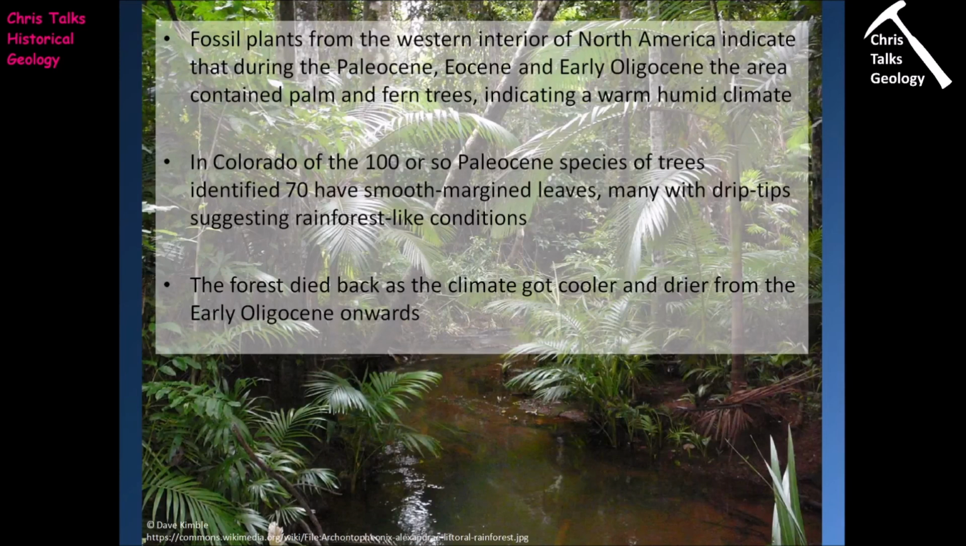Now, when we look at fossil plants from the western interior of North America, they indicate that during the Paleocene, Eocene and early Oligocene, the area contained palms and fern trees, indicating warm, humid climates. Now, in Colorado, of the 100 or so Paleocene species of trees identified, 70 of those had smooth margin leaves, many with drip tips, and that suggests leaves designed for a rainforest-like set of conditions, so quite warm, quite humid. Now, as we transition into the Oligocene, we begin to see these forests dying back as conditions get cooler. And of course, as we've discussed, this is consistent with the gradual temperature decrease which we see throughout the whole Cenozoic.